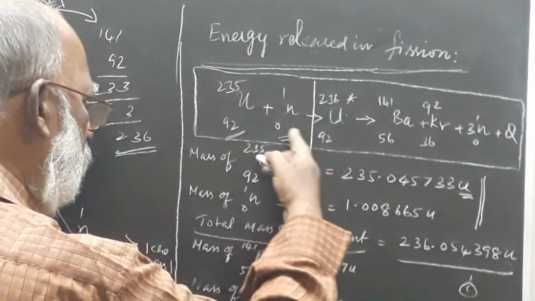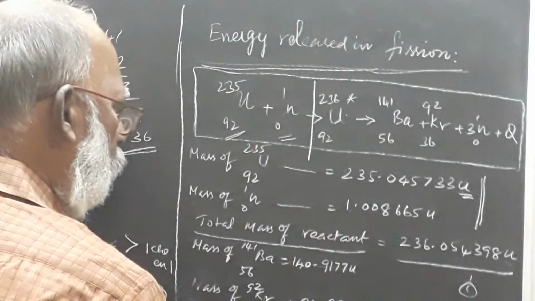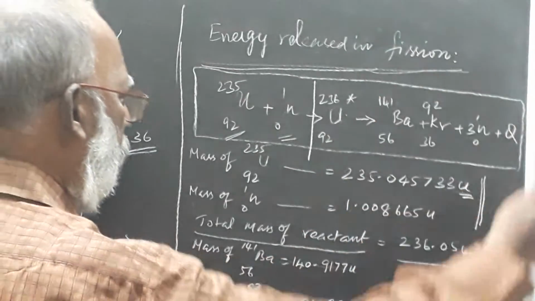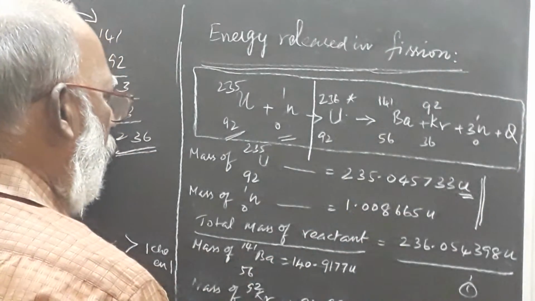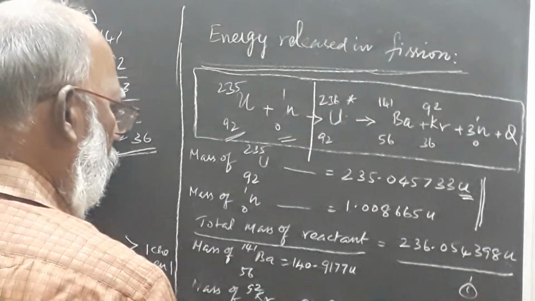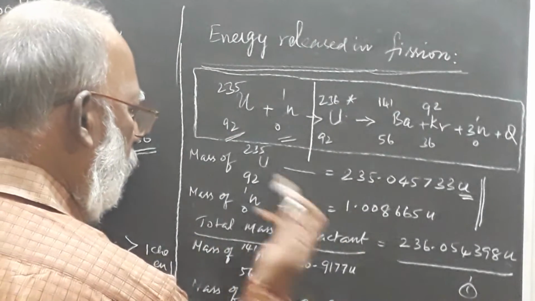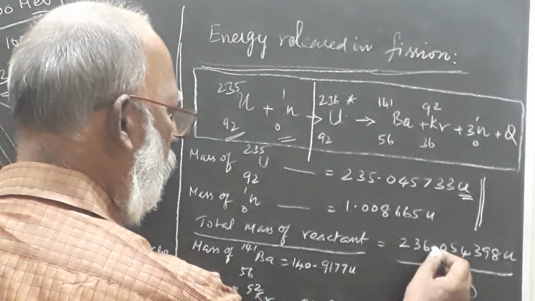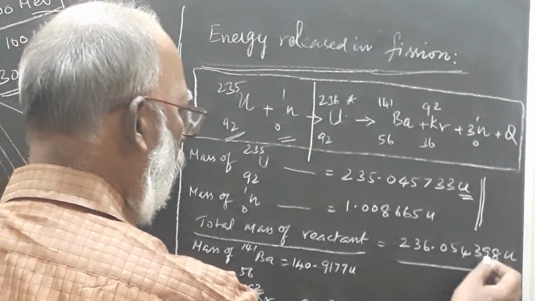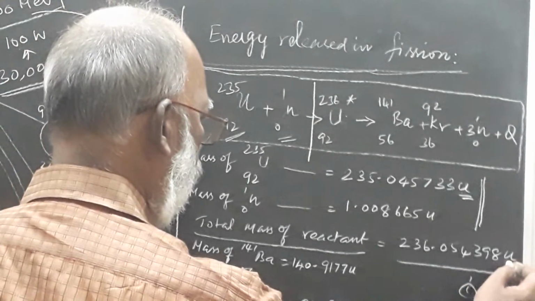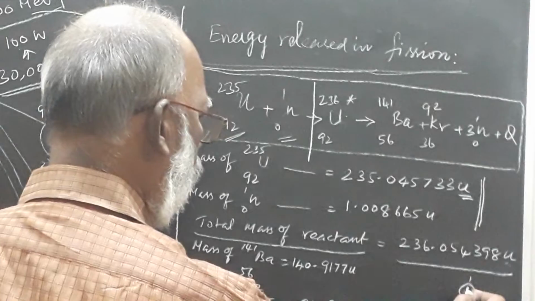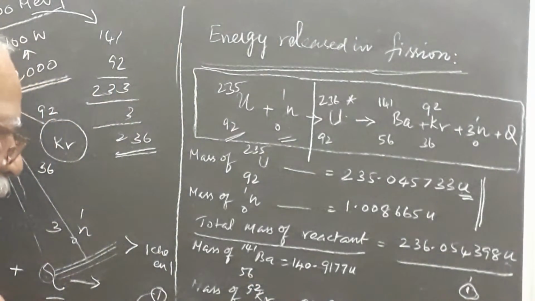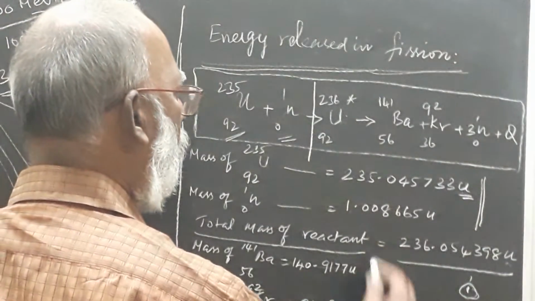These are the particles that react to each other. That's why the isotope of uranium is formed. Then decay may happen. So we are adding these two masses, then we get the total mass of reactants, 236.054398 atomic mass unit. We put this as equation number 1. Now, what are the products that are produced after decay?